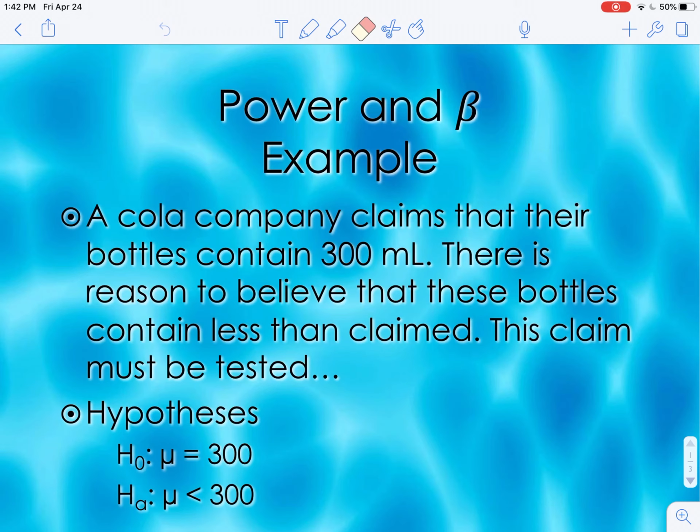What's up, everybody? This tutorial is going to cover how to calculate power and beta using an example. So the power of a significance test, and then beta, which is the probability of a type 2 error. All right, so here's the example.